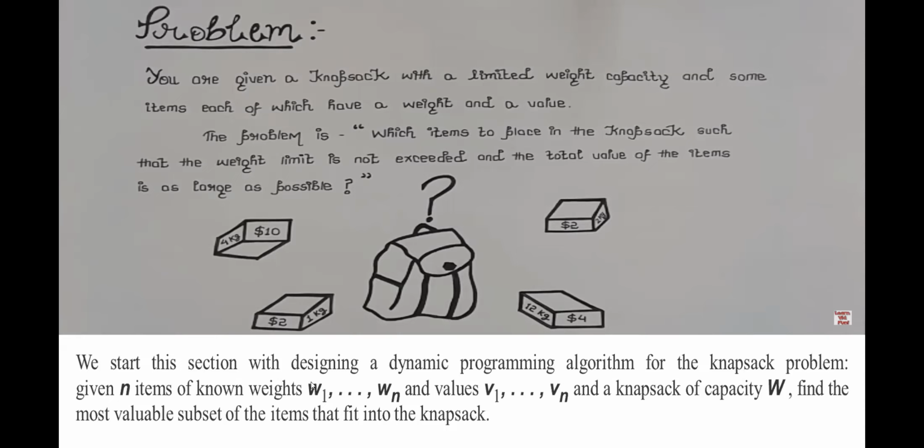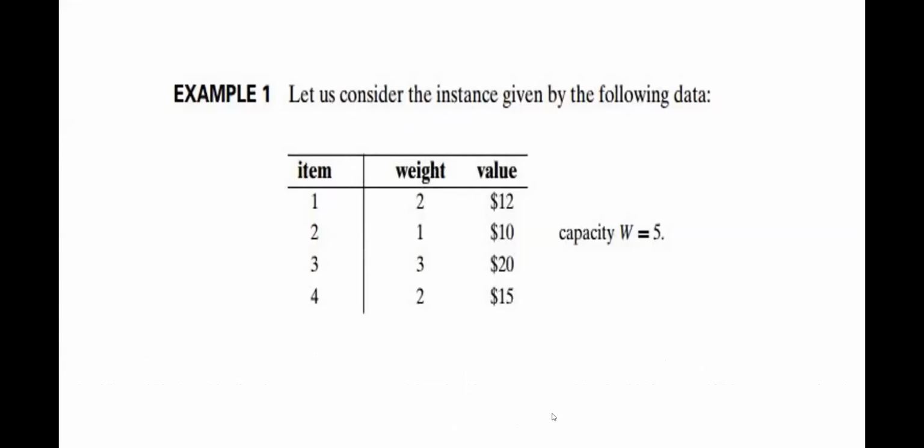That is, we start this session with designing a dynamic programming algorithm for the knapsack problem. We are given n items of known weights w1, w2 to wn, and their corresponding values, also called profits of those objects, and a knapsack with capacity W. We have to find the most valuable subset of the items that fit into the knapsack. So this is the overall concept of the knapsack problem. Let us proceed using the dynamic programming approach to solve it.